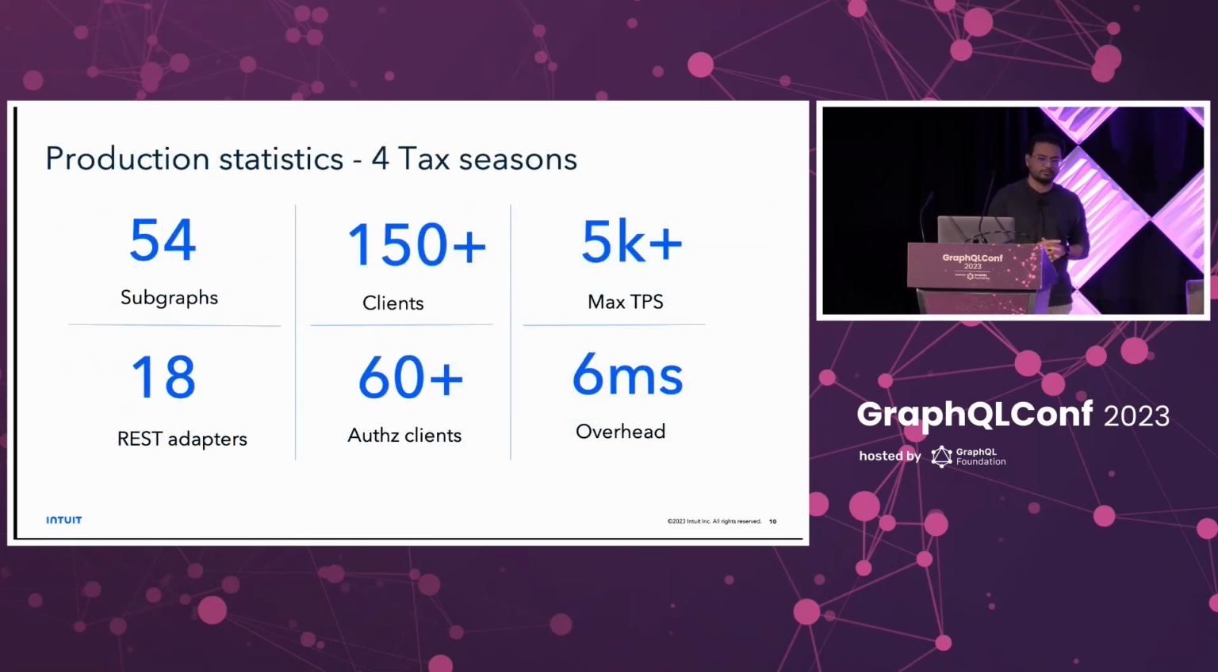So at this point, before diving deep into the orchestrator, I'll just share some numbers. For the orchestrator, the consumer group, we have 54 subgraphs registered with 150 plus clients calling this orchestrator, 18 REST adapters. I'll talk about it in detail in the next sections. And there are 60 plus ODZ clients. I have a section for ODZ also. The orchestrator only added 6 milliseconds overhead on the execution, and we reached a max TPS of 5K almost every tax season in the past 4 years.